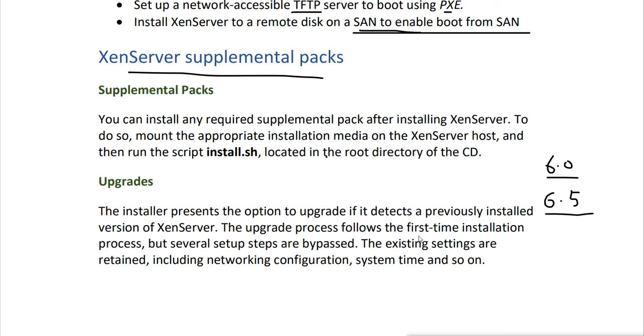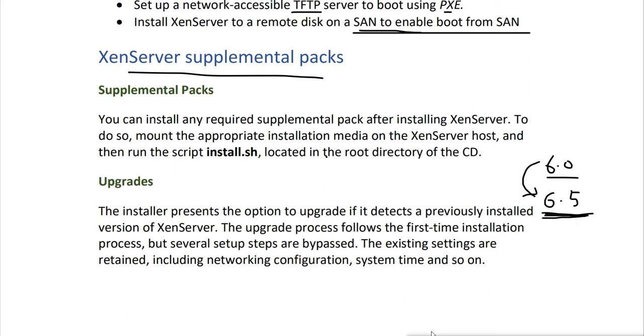Now if you select the upgrade, the upgrade process follows the first-time installation process, but several setup steps are bypassed and the existing settings are retained, including networking configuration and system time and date and so on. So why do we do the upgrade? So that we can keep the previous settings. If you don't want to have any previous settings, then you can go for the fresh installation. Otherwise you can go for the upgrade and it will keep the previous settings intact and upgrade the hypervisor to the new one.